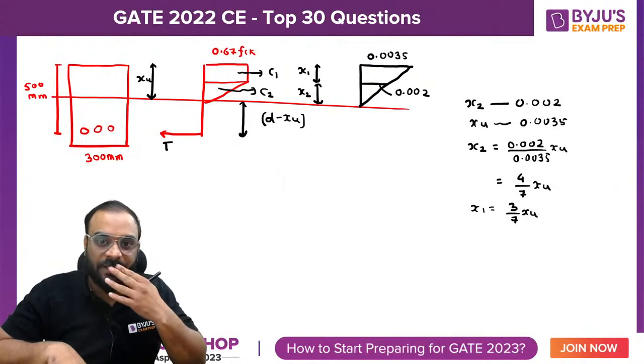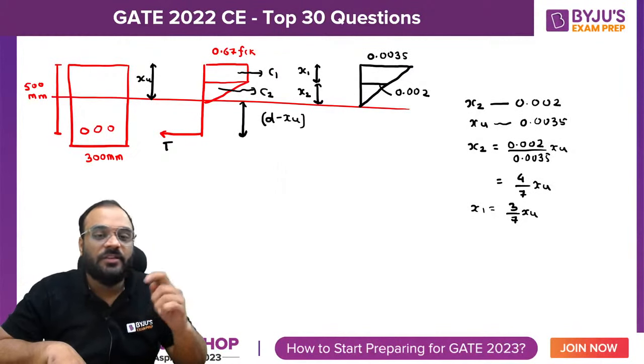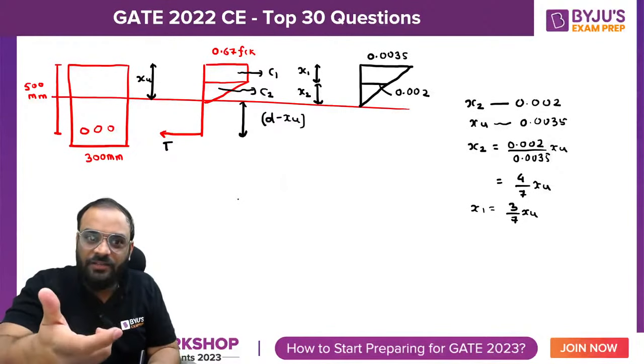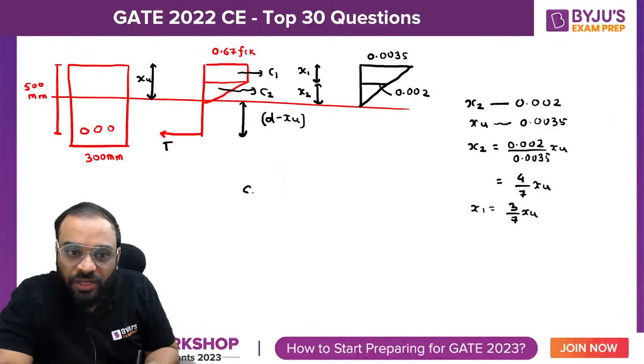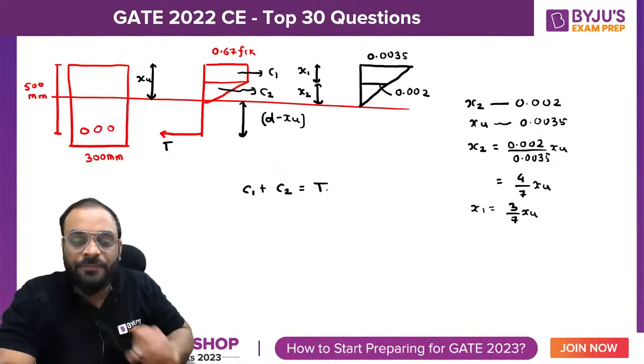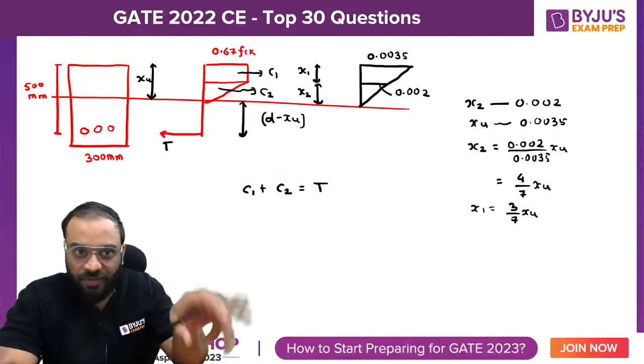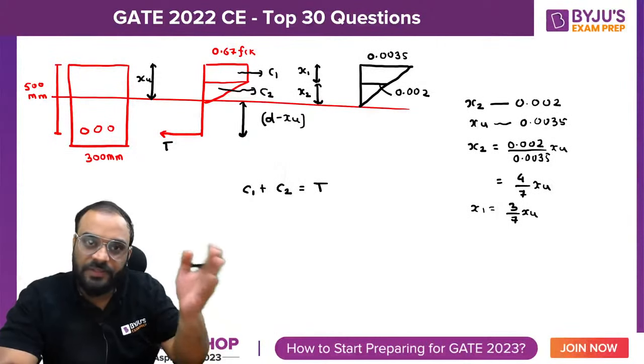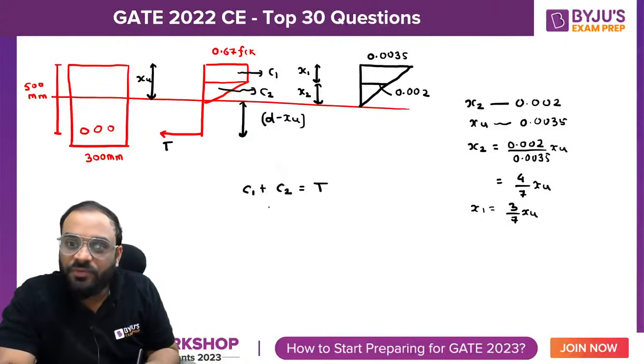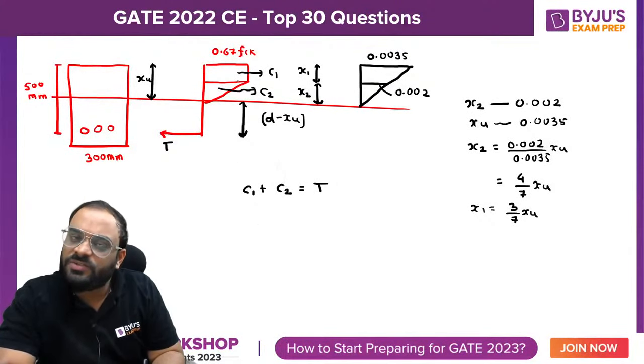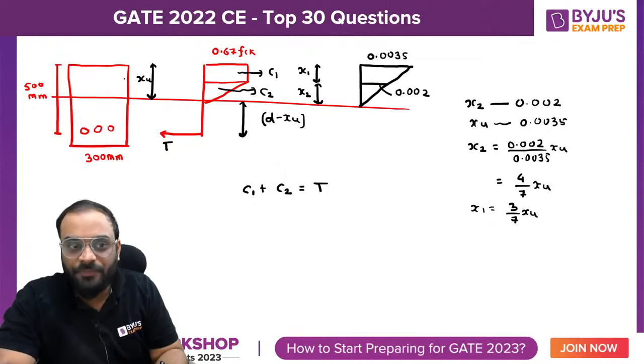Now the question is, we need to find out the force C1, C2 and our T force. So we know how to find out the value of XU by equating the forces. C1 plus C2 is equal to T. So what is the value of C1 force? C1 is nothing but, you need to take the average of this particular stress and then multiply by the area under this particular stress diagram, right? So this much area is there, right? Up to which depth? That is basically X1.